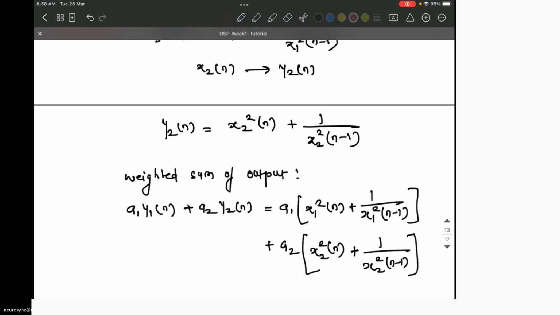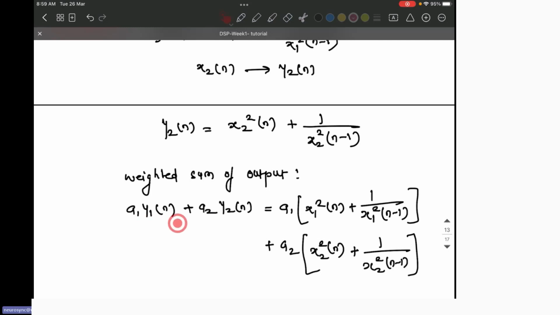Now, to check for the linearity, we need to find the weighted sum of the output. Now, what is this weighted sum of the output? Weighted sum means we need to apply some weighting factor to the output. This is the sum of the output. Weighted means the first output is y1, second output is y2, and a1 and a2 are the weights applied to the output. Now, a1 y1n plus a2 y2n. Now, this is equal to what?